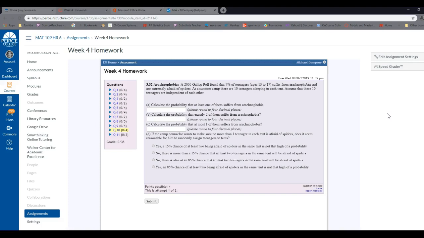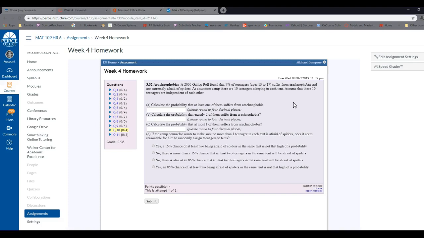So it's basically what we have here. We are going to look at 10 teenagers, right? And we're going to take this 7% number. That's the probability that any given teenager suffers from arachnophobia. So we have 10 trials. The probability that they suffer from arachnophobia is always 7%, so they're independent trials. And we're going to answer the question of, what's the probability that one of them has arachnophobia, or 2 of them, or 3, and so on.